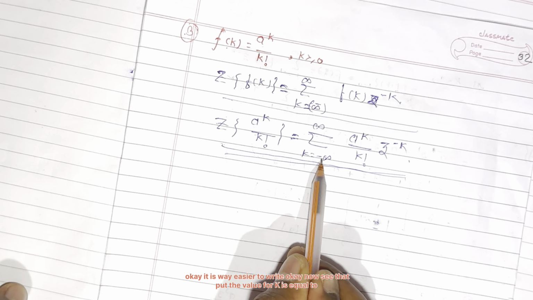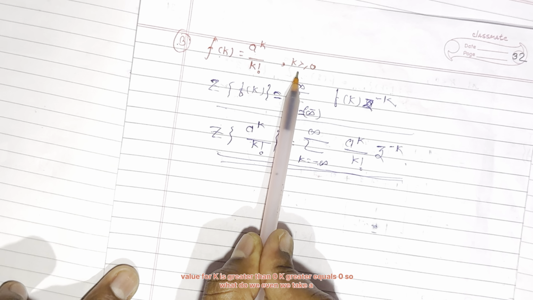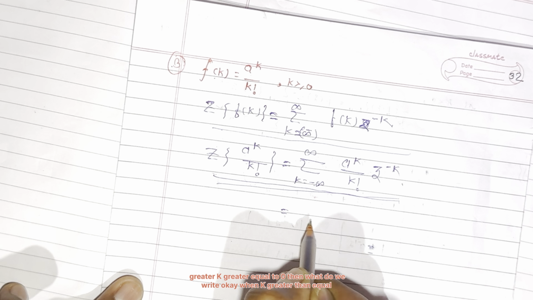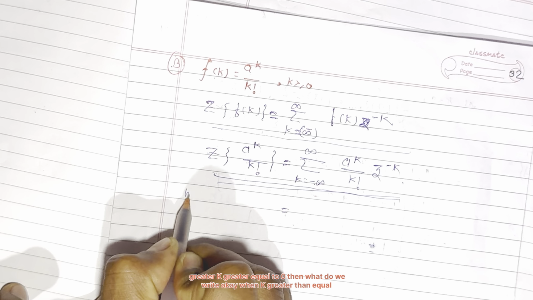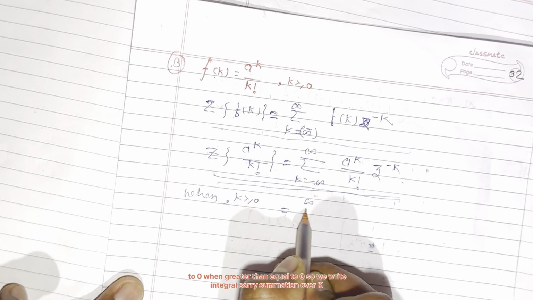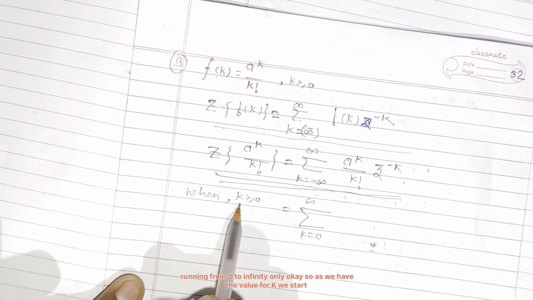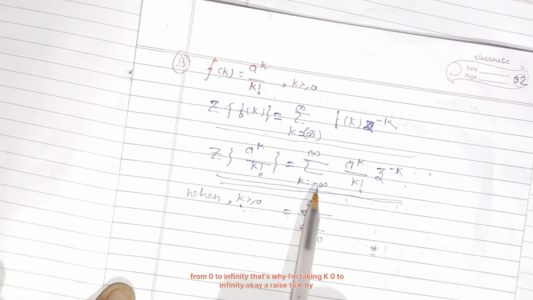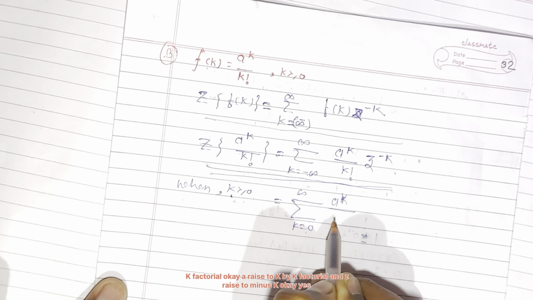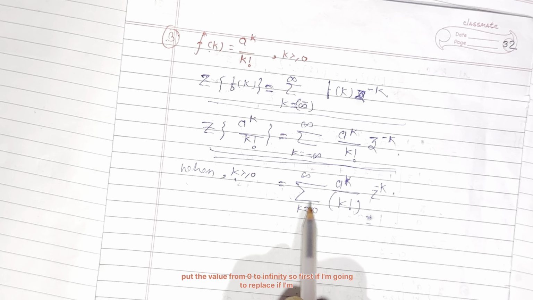Now, k would run from minus infinity to plus infinity, but as we have k greater than or equal to 0, we write the summation over k running from 0 to infinity only, of a raised to k by k factorial and z raised to minus k. Now put the values from 0 to infinity.